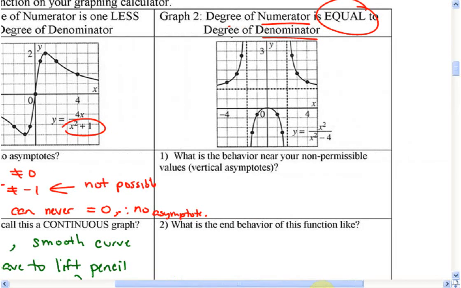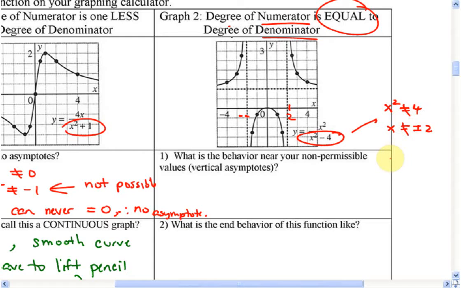Okay? My question to you here now is, what is the behavior near your non-permissible value? So first of all, what are my non-permissible values? Positive and negative 2. Good. And we get that from looking at your denominator.